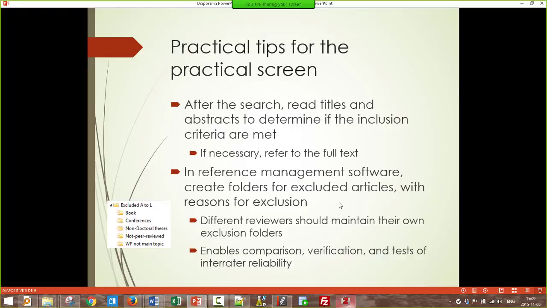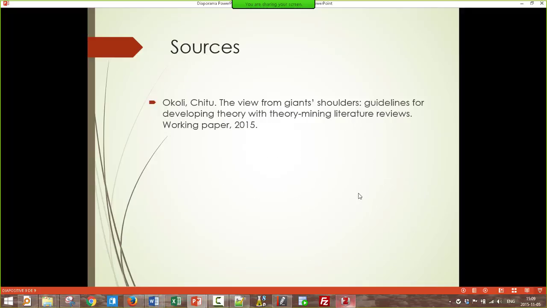Okay, and it also allows for inter-rater reliability. You can calculate how many articles the two reviewers agreed on, how many they disagreed on, and so on. Okay, so that brings us to the end of this presentation.